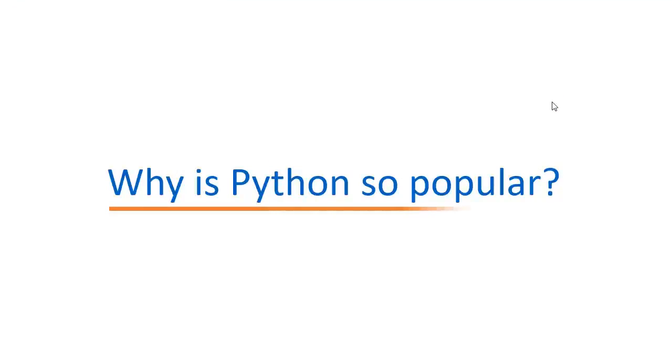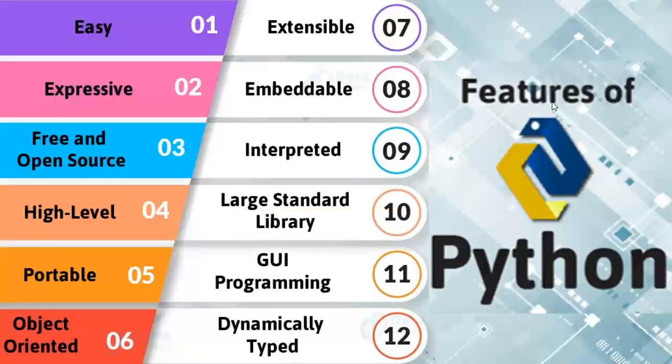Why is Python so popular? We have already seen it is multi-purpose. We can develop any kind of application. Besides that, there are so many features of Python. For example, it is very easy. Even beginners, even kids, can start learning and coding using Python. It is very expressive. It looks like the English language, and it is free and open source. It is completely free and open source, meaning we can even see the source code of Python, how it is developed, and it is a high-level language.